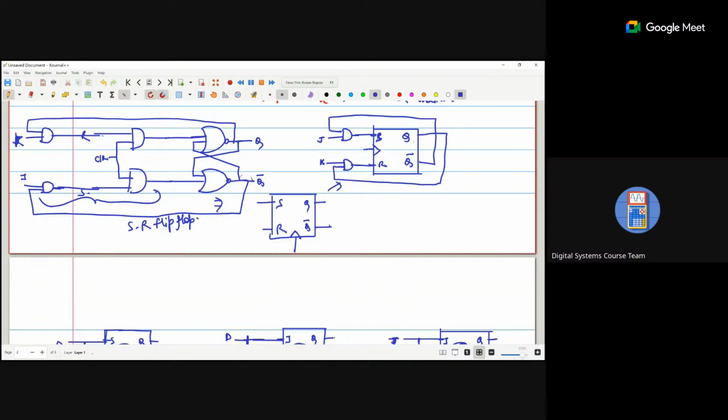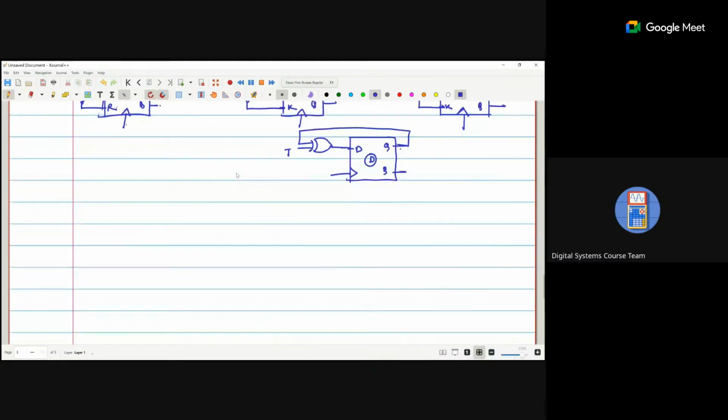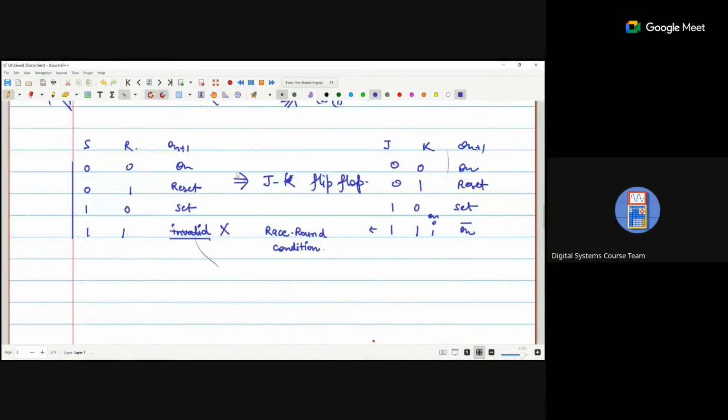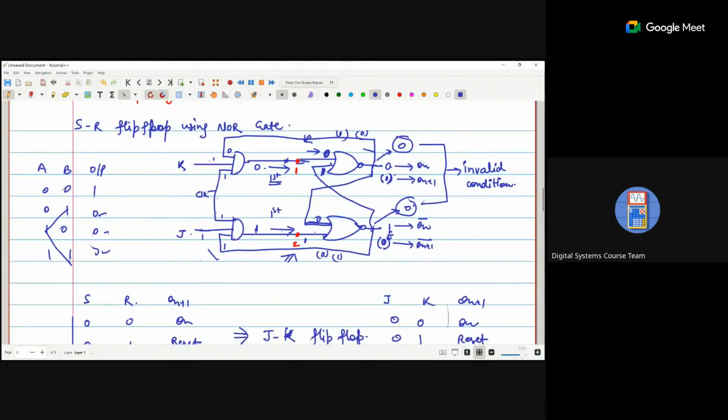Clear? Yes, sir. Okay, now we go with the race round condition. I will explain one more time the race round condition.